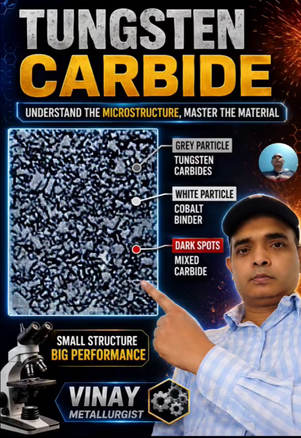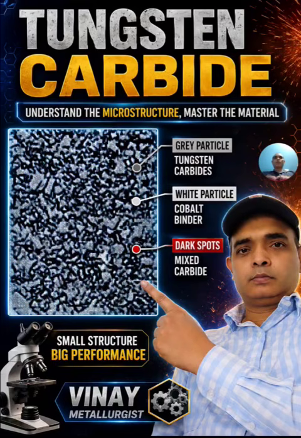Common microstructural defects: during inspection, we should check for grain growth. Large carbide grains reduce wear resistance. Cobalt pooling, large white binder regions, indicate improper mixing. These decrease hardness. Porosity, black pores, indicates incomplete densification. Porosity reduces strength. Cracks may develop due to grinding stress or improper cooling. Eta phase indicates carbon imbalance during sintering. This makes the material brittle.